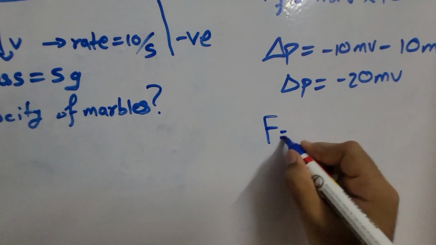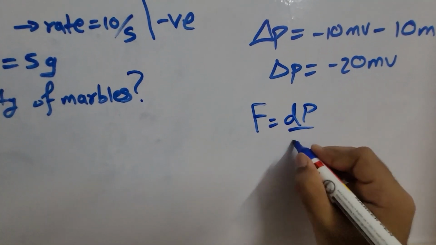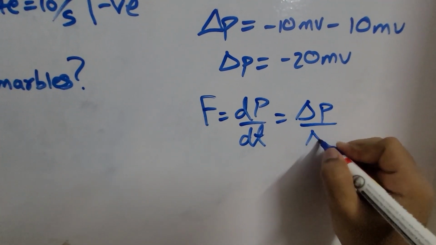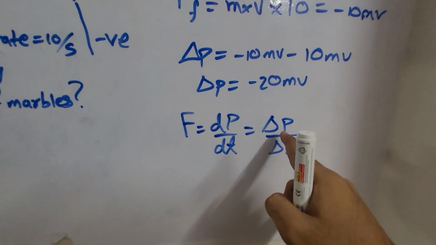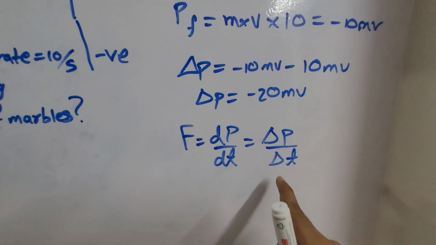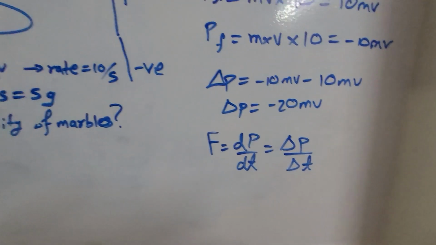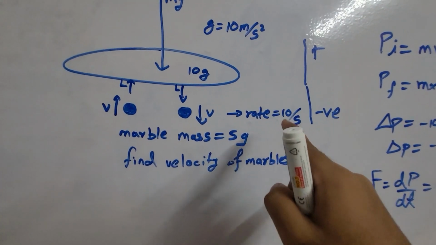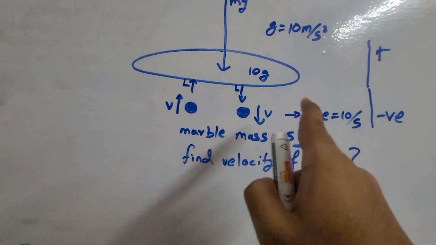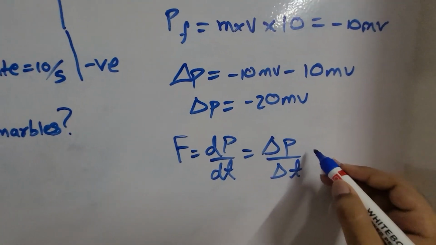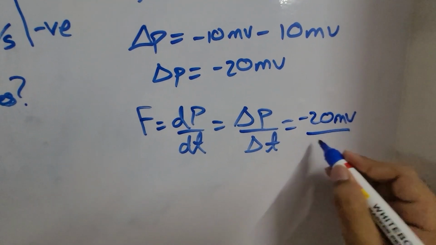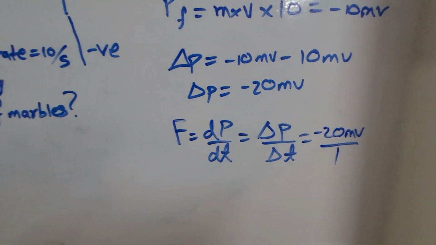As we know, force is nothing but rate of change of momentum. So the average force exerted will be delta p over delta t, where delta p is the change in momentum of the marbles, which we just calculated over here, and delta t is the time in which this change in momentum takes place, which is 1 second, as it is given that the rate of marbles colliding with the disc is 10 marbles per second. So the force exerted will be minus 20 mv upon 1 second, which is minus 20 mv.